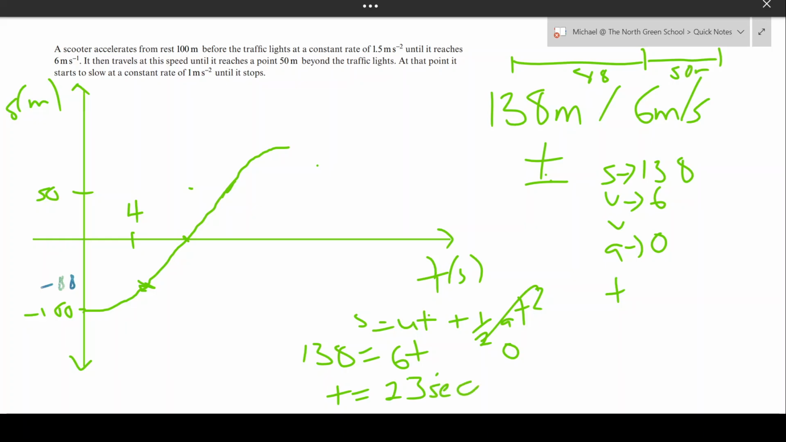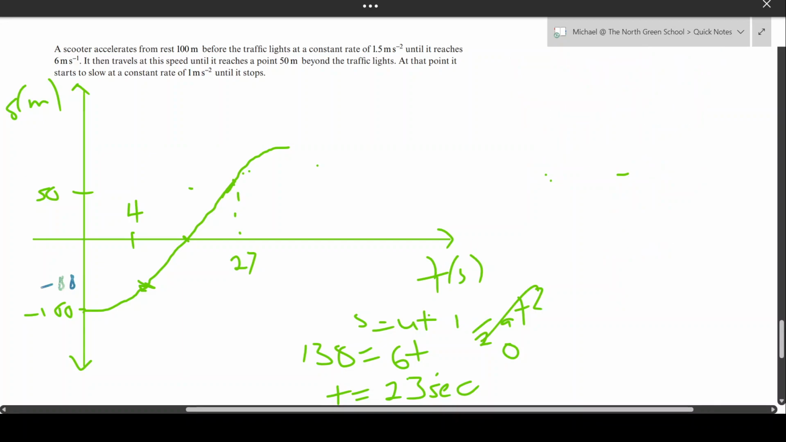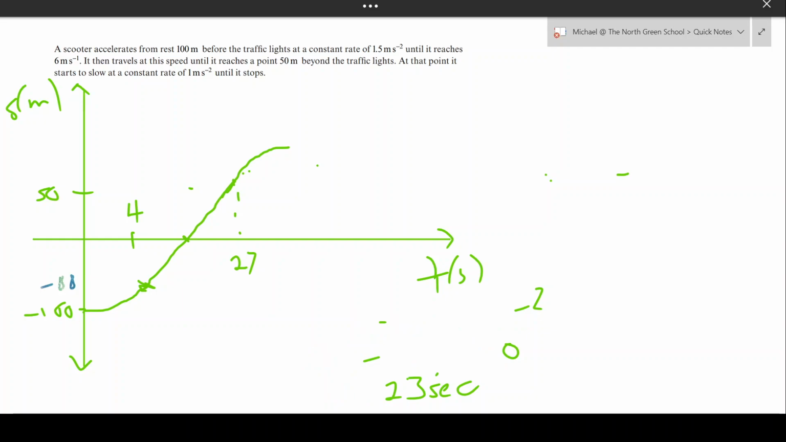If we had already covered 4, now we need to add on 23, because the 23 is just for the section when it was at a constant speed. That gives us 27. So before it starts decelerating, it should be time 27, and the displacement is 50 ahead of the traffic lights. Now what's the next thing we need to think about? The last part, where it decelerates. Let's try to calculate that.